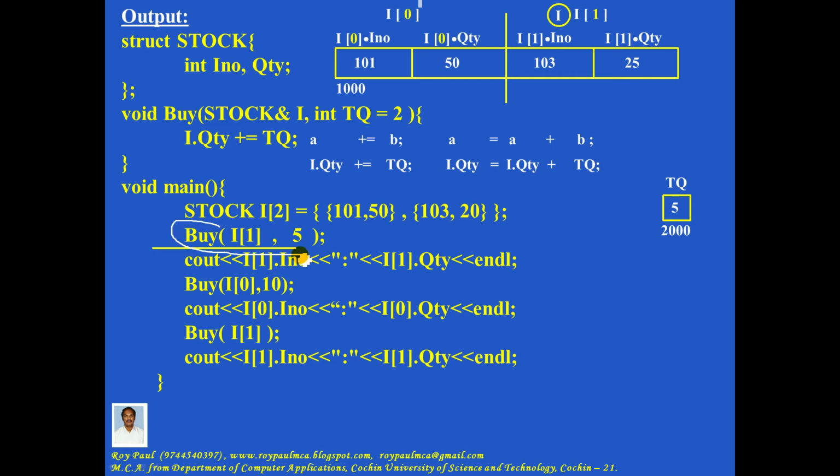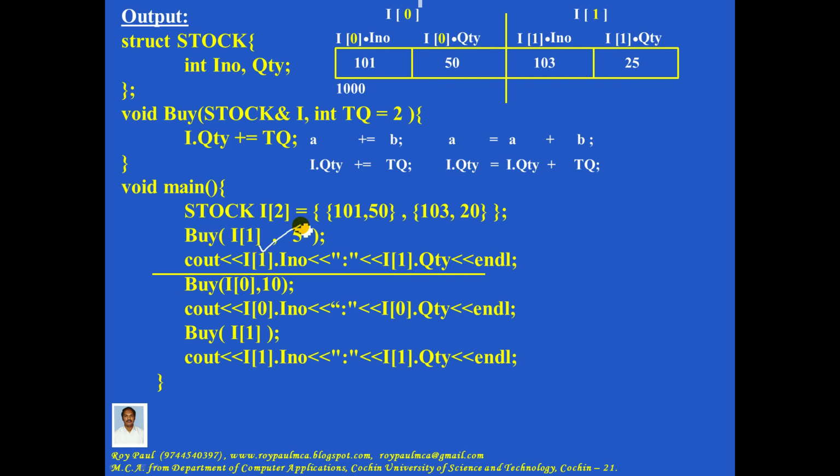When the control comes back here, point to remember: the parameters I and tq do not exist. So this parameter name does not exist and this parameter name does not exist. This is removed. Similarly, I need to remove this one. Yes, it is removed. Now, after this, control goes to the next line.